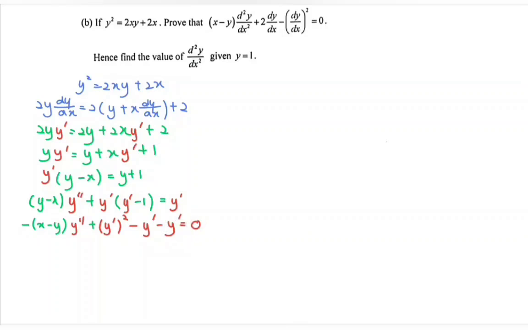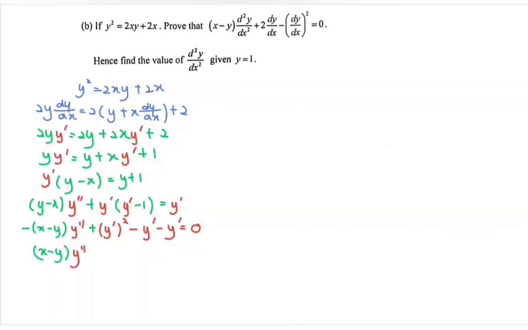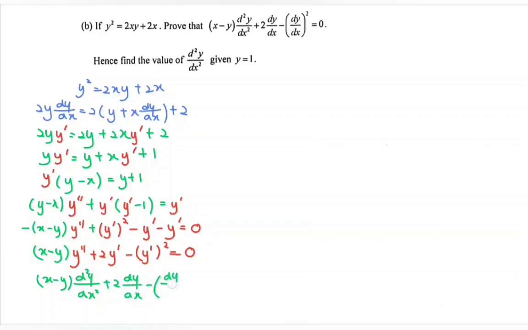So try to rewrite the situation given. We have (x minus y) times the double prime. So continue. Here we will have plus 2y prime, and then minus y prime bracket squared, which is equals to 0. So kindly rewrite the situation given: (x minus y) times the second derivative, plus 2 dy/dx, minus (dy/dx) squared, which is equals to 0.